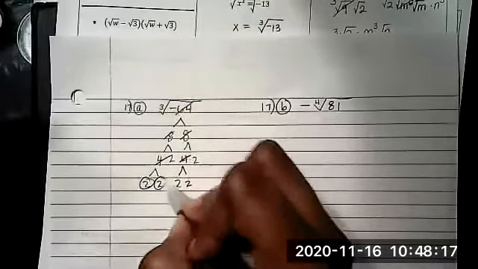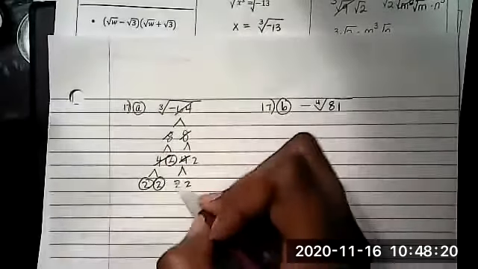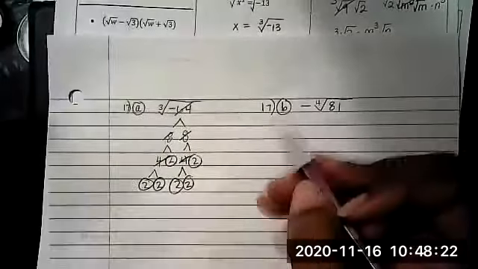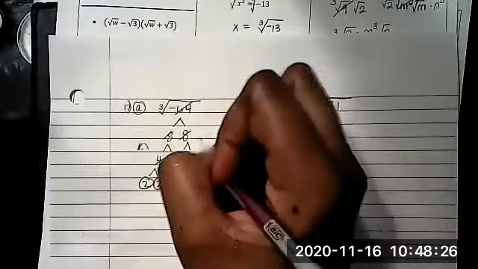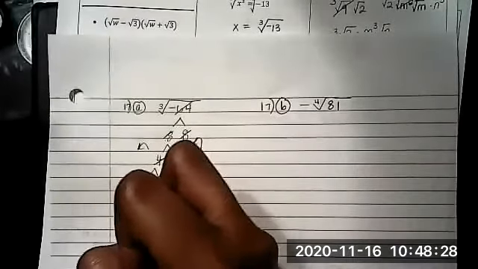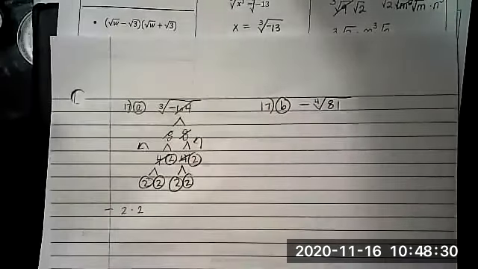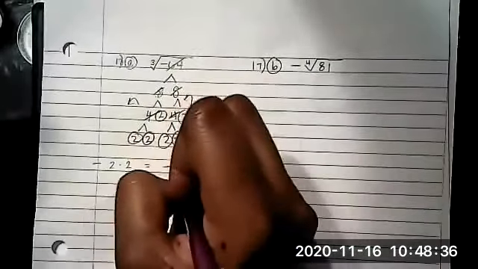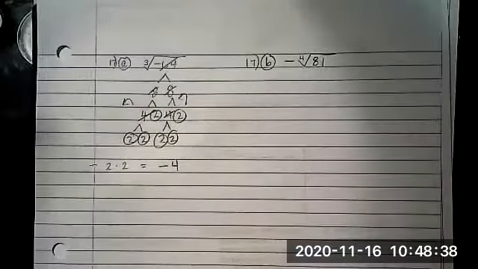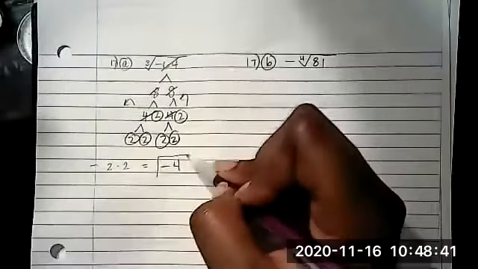Okay, so 1, 2, 3, three 2s there. How many 2s came out? 1, 2. Do not forget that it's negative. When it's negative on the inside, that negative is going to come out. So your answer is going to be negative 4 there.